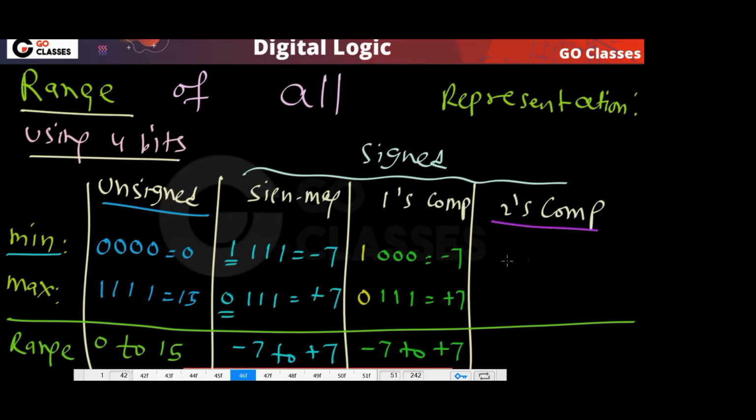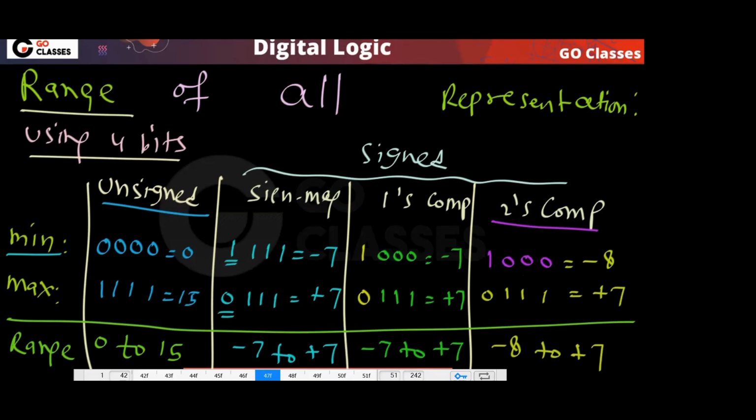And in 2's complement, what is the minimum? The minimum will be 1 followed by all 0, and the maximum will be 0 followed by all ones. So this will be minus 8 and this will be plus 7. So range will be minus 8 to plus 7. This will be the range. Correct? Is this clear? The same thing you can do for n bits.